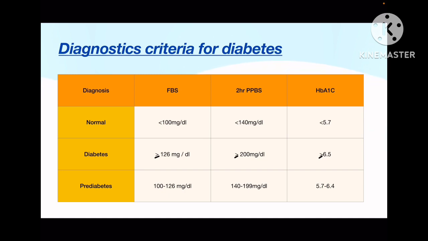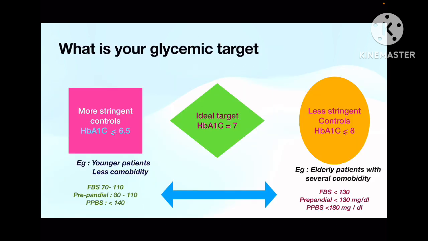For PPBS, we consider 140 to 199 milligram per deciliter as pre-diabetic. HbA1c of 5.7 to 6.4 percent, we can say, is pre-diabetic. So you can get this idea about how you're going to diagnose the patient with diabetes, and we will move on to the next slide.